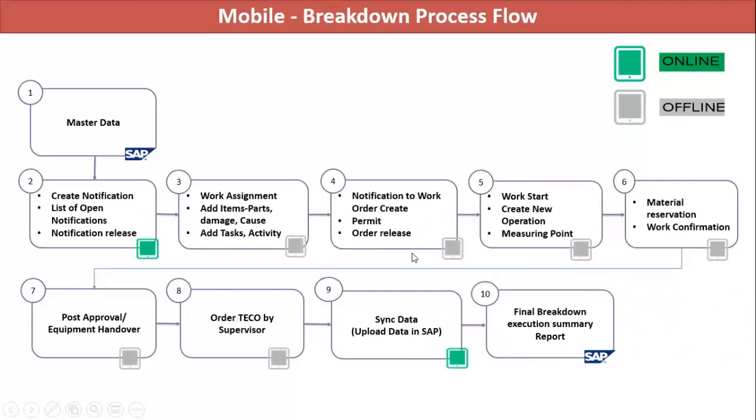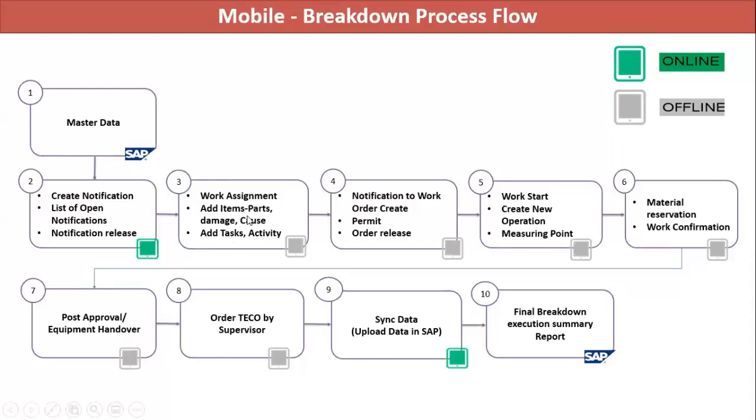Then we have the same process for the breakdown. In the breakdown, the user can create the notification using the mobile application, then a push notification, like we are getting in WhatsApp and Facebook, will trigger to the technician if some breakdown or some notification is raised. So that will trigger to that technician's mobile. Then he can analyze the work. You can add the items, parts, damage, cause, task, activity, those details they can capture.